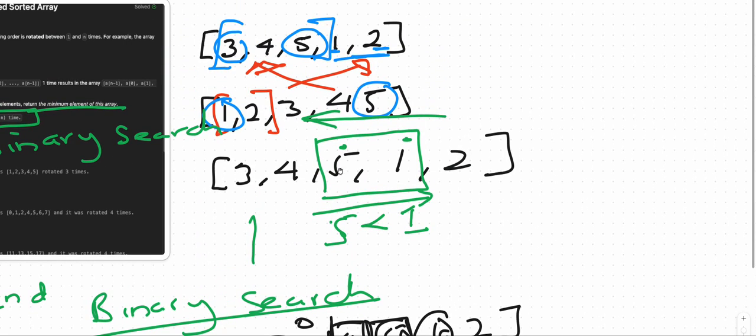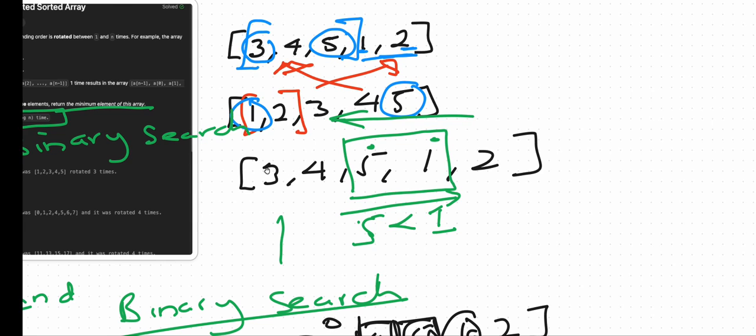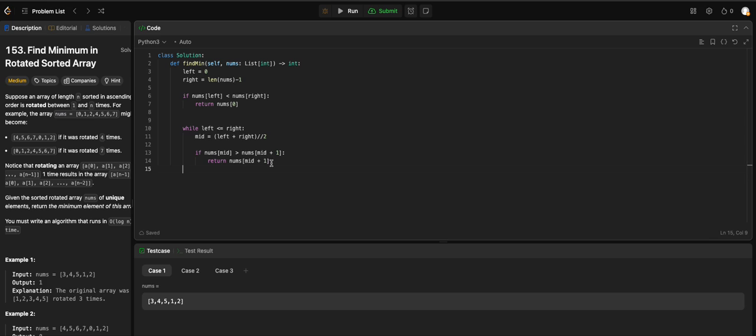Let's go back here, right? So now you calculate the midpoint. If the midpoint is greater than the next one in the chain, then the next one is the smallest number. That is what I said. And in the first logic also, if the first one is less than the last one, it means the array is not rotated. For example, 1 is less than 5, so 1 is the smallest.